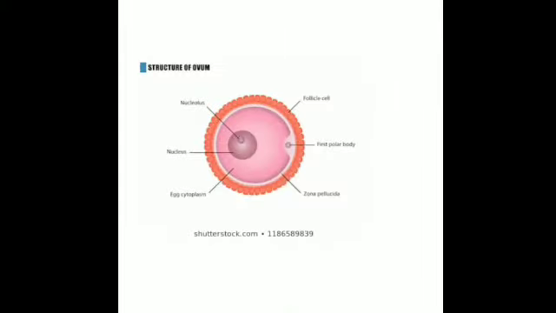Now this is a very detailed diagram of the structure of the ovum. Only one labeling is given in your book, that is the nucleus, which you can see over here. Apart from this, this is the nucleus containing a nucleolus, as well as the cytoplasm inside the egg cell, then the follicle cell, then the first polar body and the zona pellucida. These are the other parts, but right now you are concerned with the nucleus. This is the structure of the ovum.